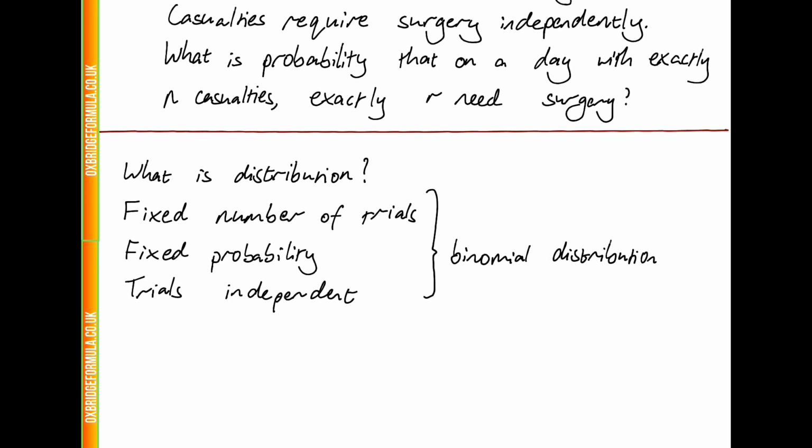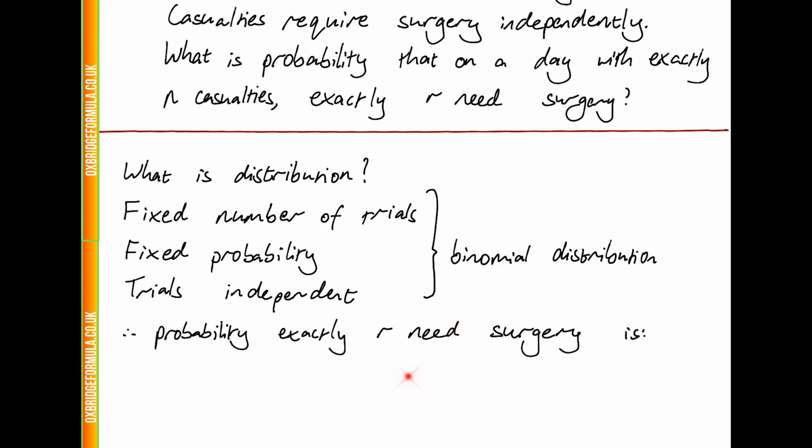And indeed, we have N casualties, and we want to know when R of them will need surgery. So using the binomial distribution, this probability is just N choose R times 1/4, which is our probability, to the R, times 3/4, because that's 1 minus 1/4, to the N minus R. So that's the probability, and that's the answer to this part of the question.